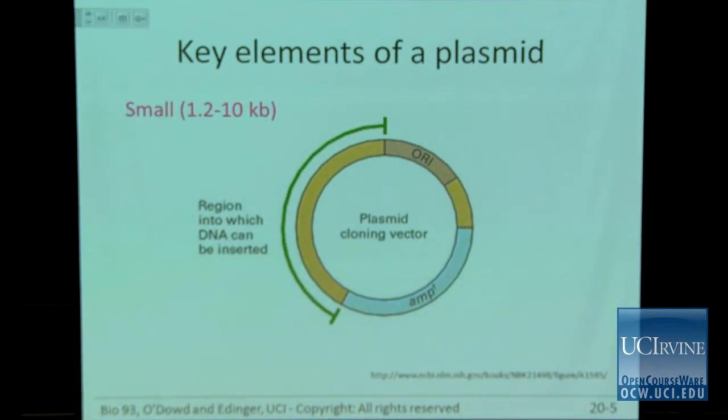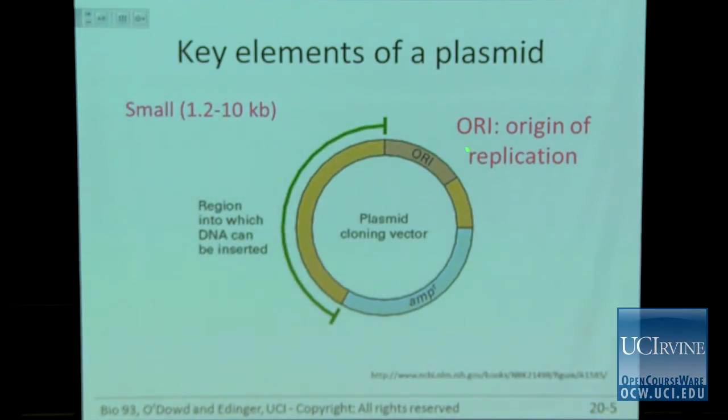That's 1,000 base pairs of DNA, a kilobase. So these plasmids run from about 1,000 to 10,000 base pairs of DNA around the circle. It's kind of an average size. They're not big; the mammalian genome, for comparison, is 3 billion base pairs.